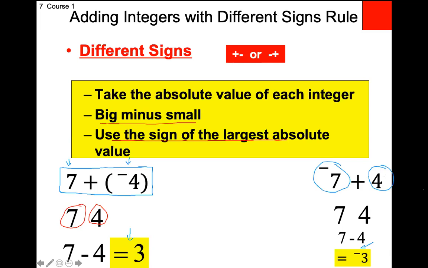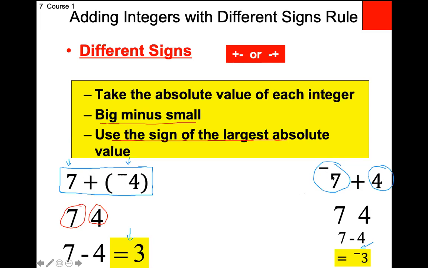Okay, so really there's 2 big differences for different signs. When the signs are the same, you add the 2 numbers. When the signs are different, you subtract the 2 numbers, big number minus small number, and then we have one extra step at the end. You have to ask yourself, think about the coins. Did you start with more positive coins or more negative coins?